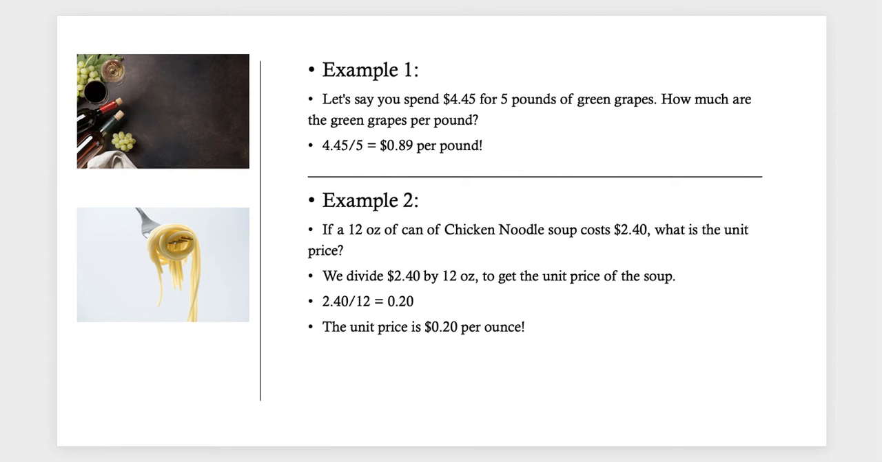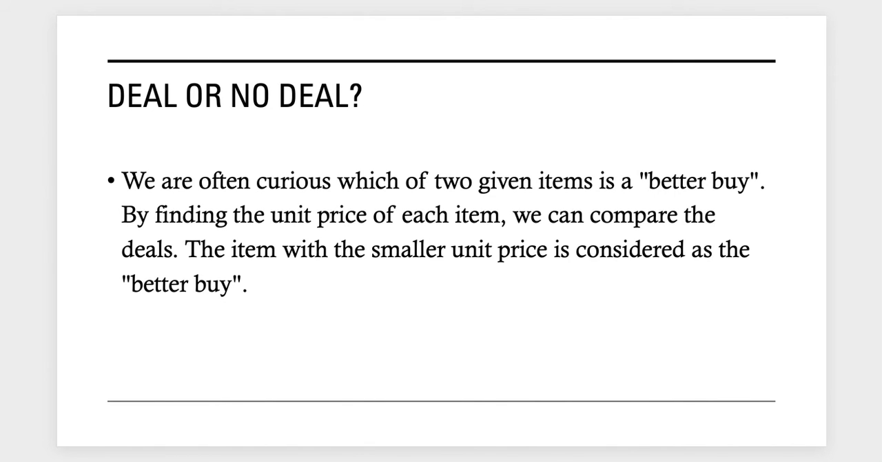Example 2. If a 12-ounce can of chicken noodle soup costs $2.40, what is the unit price? We will divide the $2.40 by 12 ounces to get the unit price of the soup. So again, on our phone, we're going to take 2.40 and divide it by 12 and get 0.20 or 20 cents per ounce.